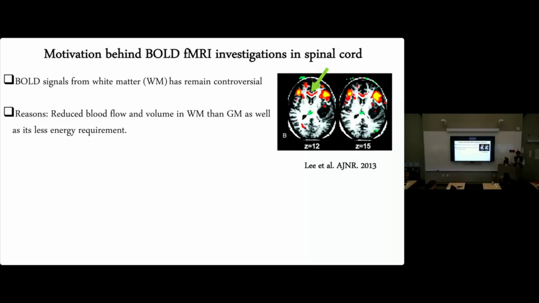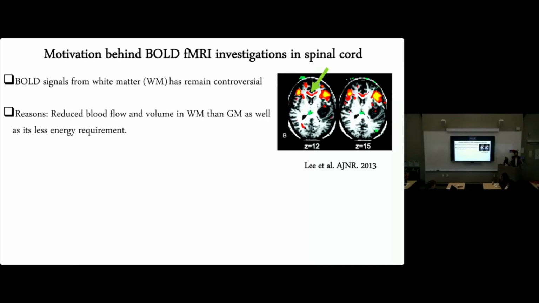The motivation behind BOLD fMRI investigations in the white matter, which I will talk about now in the spinal cord, is that in the previous literature, white matter signals have generally been regressed out in the brain, and there is a lot of controversy behind the origins of the white matter signal. One reason is the reduced blood flow and volume in white matter compared to gray matter, as well as less energy requirement in the white matter.